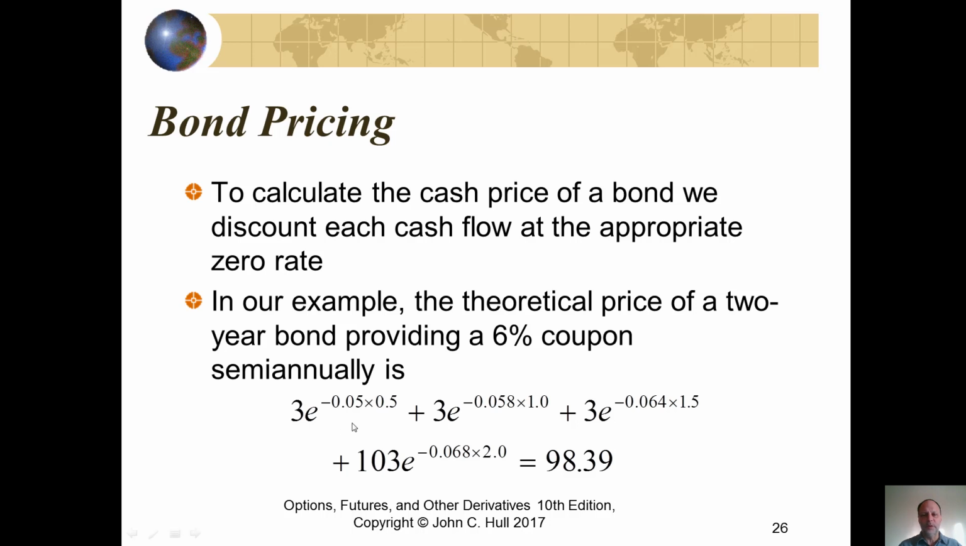$98.39. This would mean that the average zero rate, or the yield overall on the bond, is going to be higher than 6%, and therefore our bond is trading at a discount.